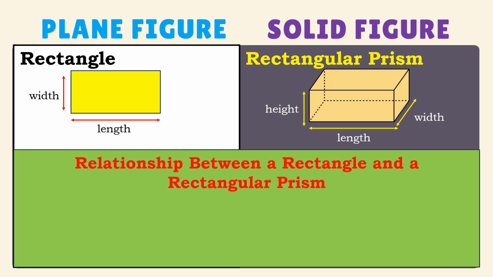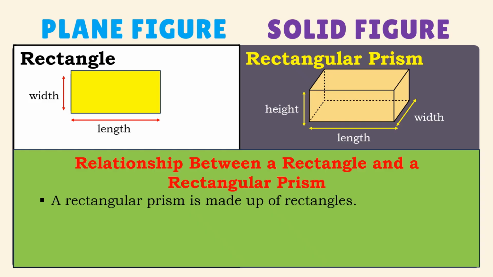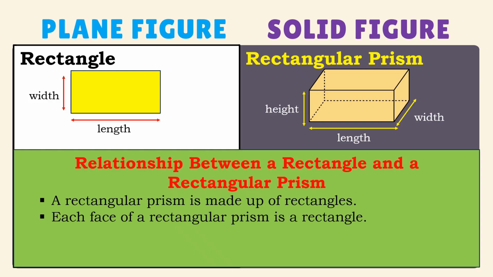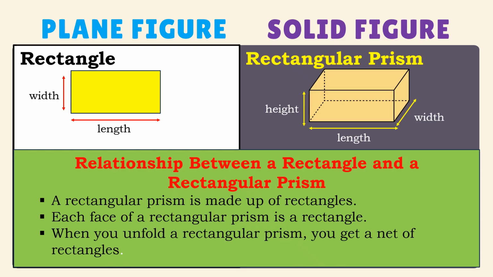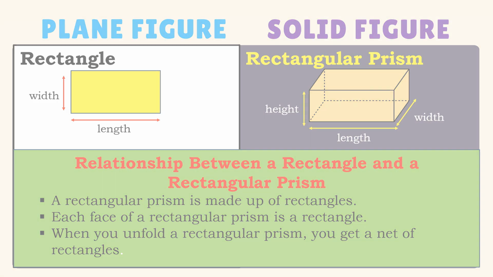Now let's discuss the relationship between a rectangle and a rectangular prism. A rectangular prism is made up of rectangles. Each face of a rectangular prism is a rectangle. When you unfold a rectangular prism, you get a net of rectangles.